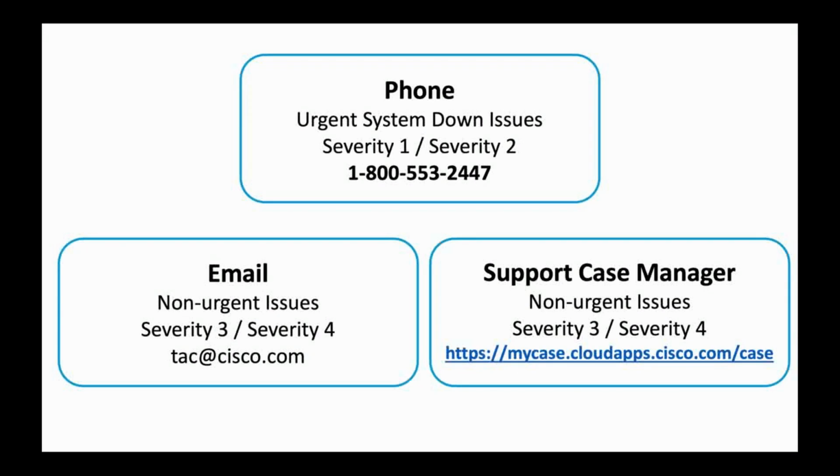Alright, so to get started with TAC, you obviously need to be able to open a case. A couple different quick ways to do that. If it is a high severity case, a severity 1 or severity 2, you want to call the 1-800 number listed on the screen here. From a lesser priority perspective, you can email tac@cisco.com. This will generate a case, it'll generate an SR number, and you'll get an email back with that. It'll also log it in the support case manager, which I have the URL on the screen there. These are great ways to manage your lower severity cases.